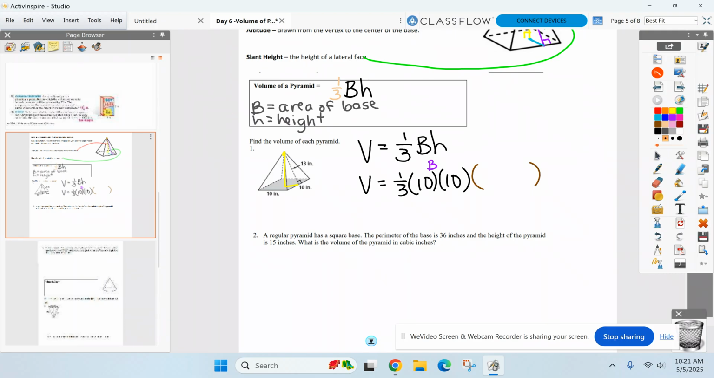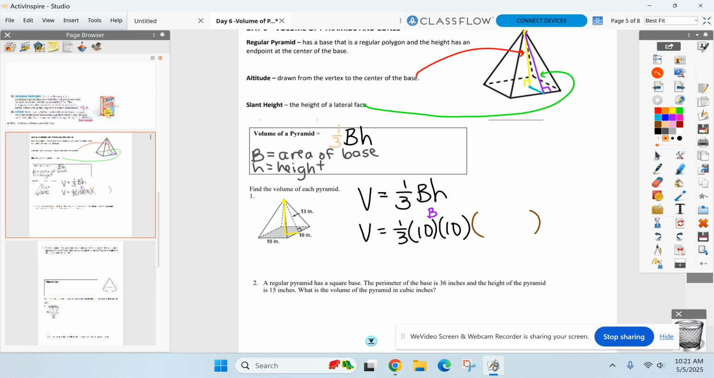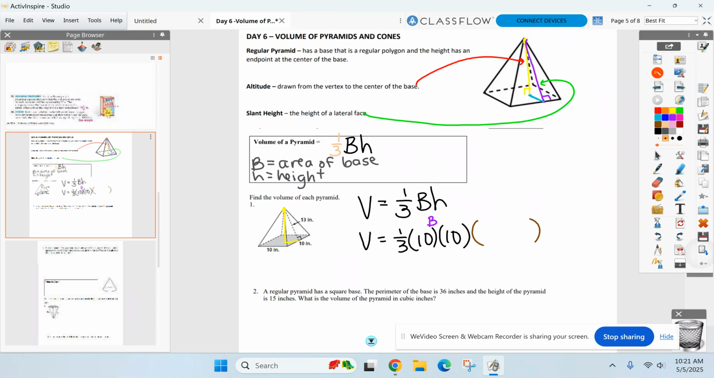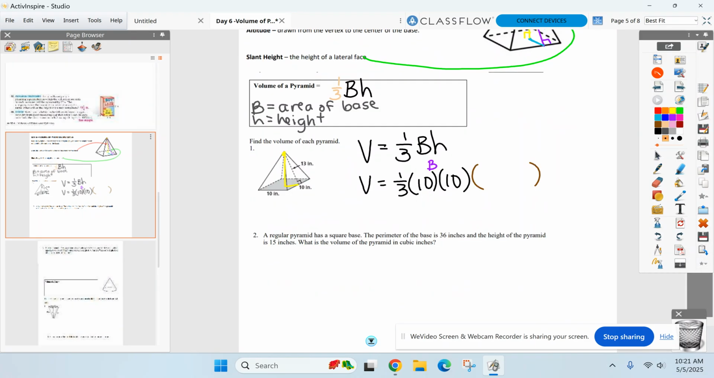Everyone see the other leg here? Not the height, but the other leg. That's always half the base side. Always half the side of a base, always. Endpoint as the center of the base. So we go over, this is going to be 5. And now you tell me how I'm going to find it.